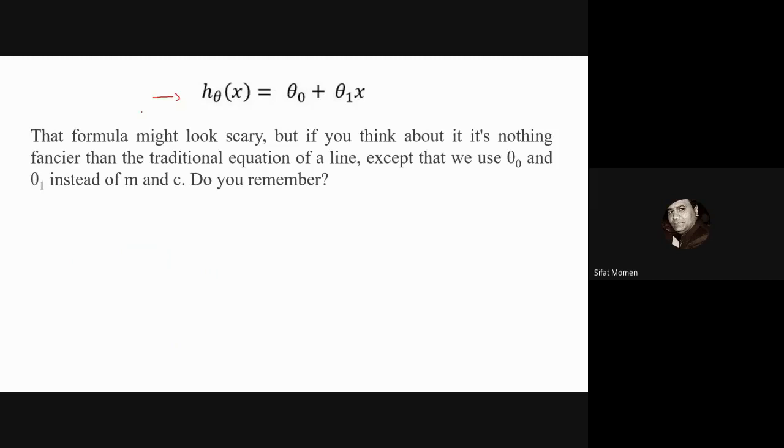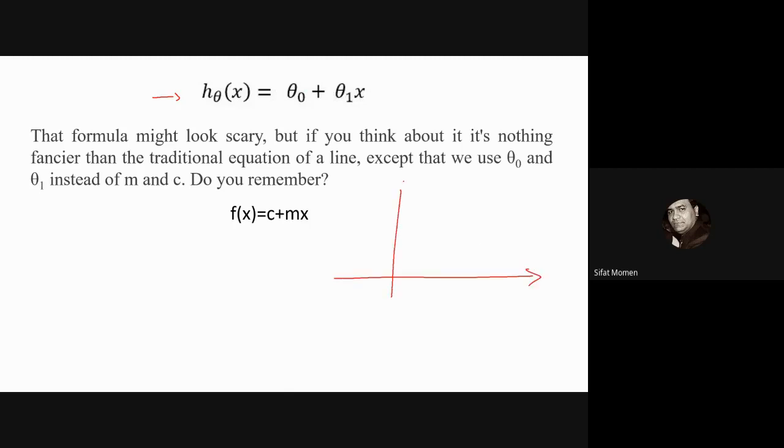Do not get scared because you're seeing weird parameters like theta naught and theta 1. It's the same. y equals c plus mx. So if you compare, theta naught is the c, and m here is the theta 1. So theta 1 is the slope or the gradient of this line. Am I clear, Nakina? Yes?